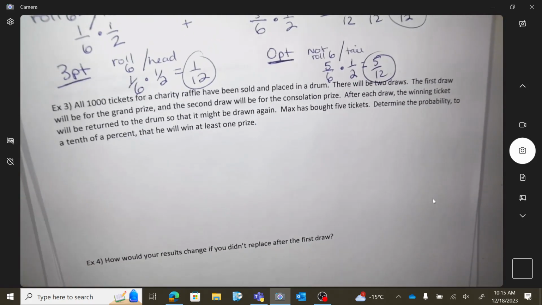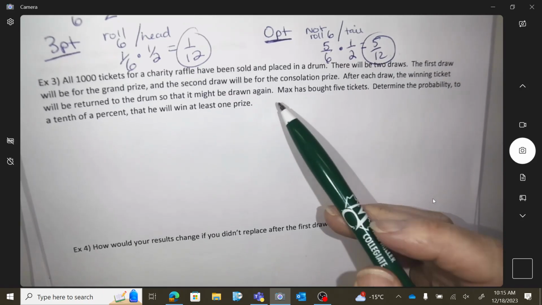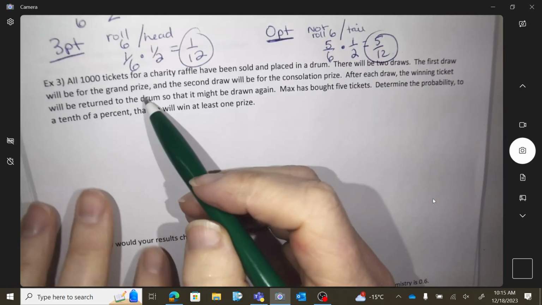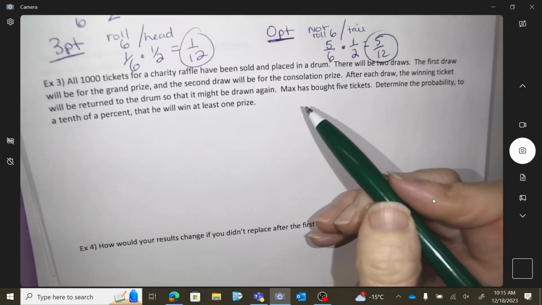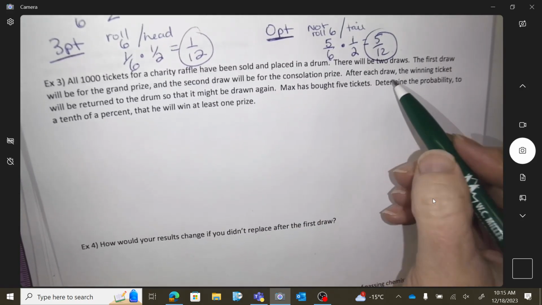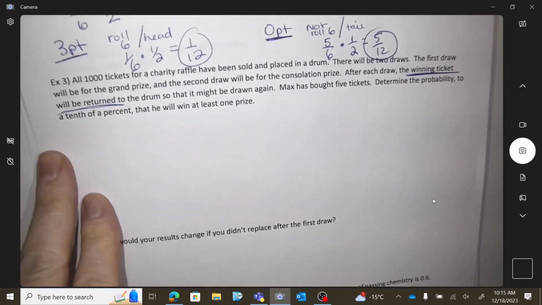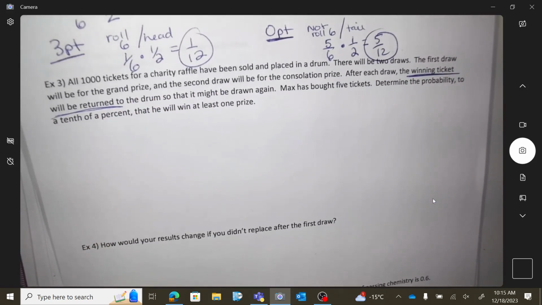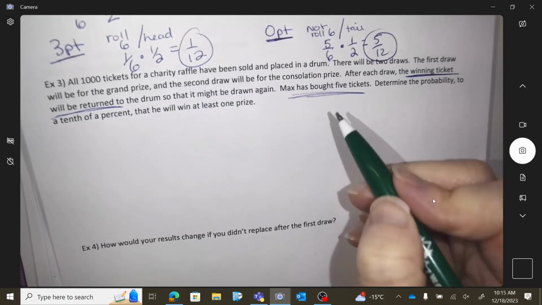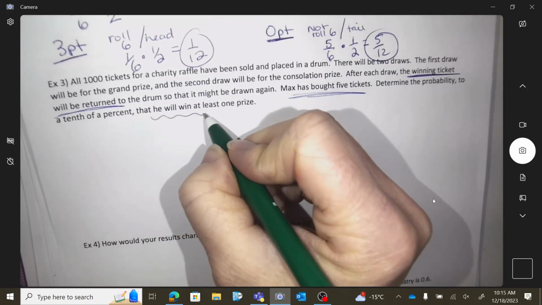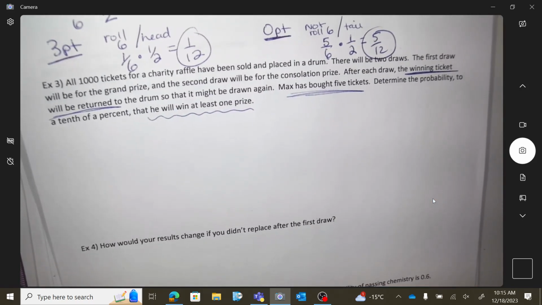Okay, 1,000 tickets for charity placed in a drum. There's going to be 2 draws. The first draw, grand prize, second for consolation prize. After each draw, the winning ticket is returned, so you can draw and win both things. Max bought 5 tickets. What's the probability to 0.1% that he will win at least 1 prize?